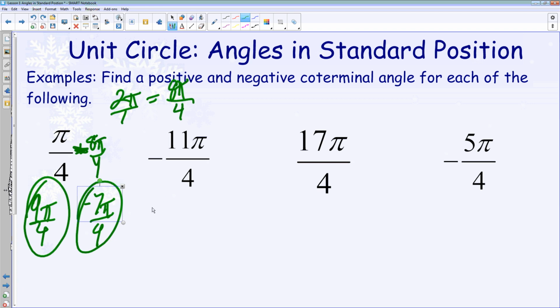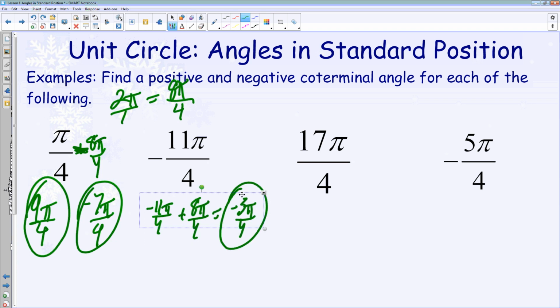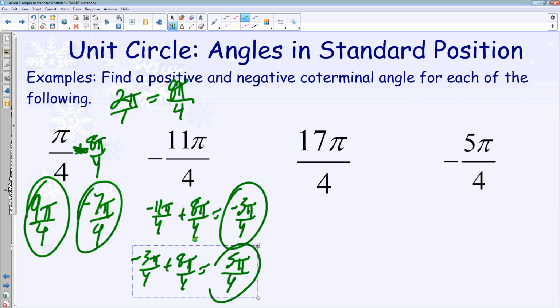For the next one, when I add 8 pi over 4 to negative 11 pi over 4, I actually get negative 3 pi over 4, which is still negative. So that's my negative coterminal. And then I can add 8 pi over 4 one more time to get 5 pi over 4.